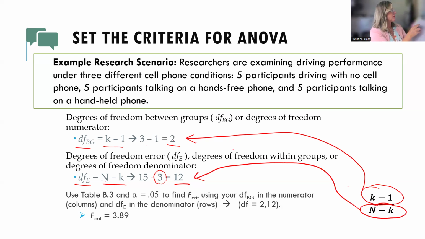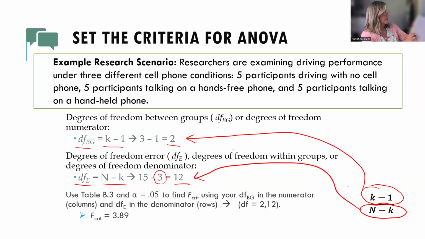So degrees of freedom for the numerator, which is between groups, is 2. So you'd find column 2, and then you're going to go at the far left and find the degrees of freedom error, which is 12. And then you're going to use 0.05. If you line them up, degrees of freedom for between groups of 2 and 12 for the error, you should get 3.89.